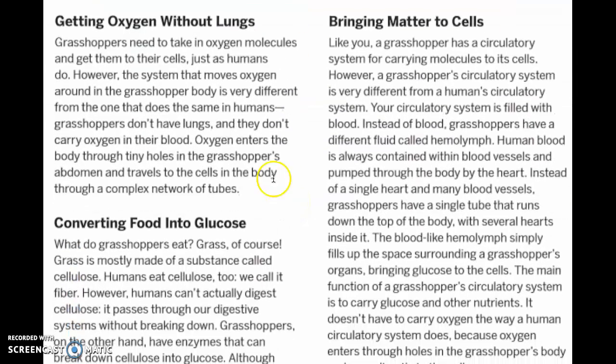Okay, getting oxygen without lungs. Grasshoppers need to take in oxygen molecules and get them to their cells just as humans do. However, the system that moves oxygen around in the grasshopper's body is different from the one that does the same in humans. Grasshoppers don't have lungs, and they don't carry oxygen in their blood. Oxygen enters the body through tiny holes in the grasshopper's abdomen. Your abdomen is kind of like a part of your stomach, around that area. For humans, our abdomen is close to our stomach.